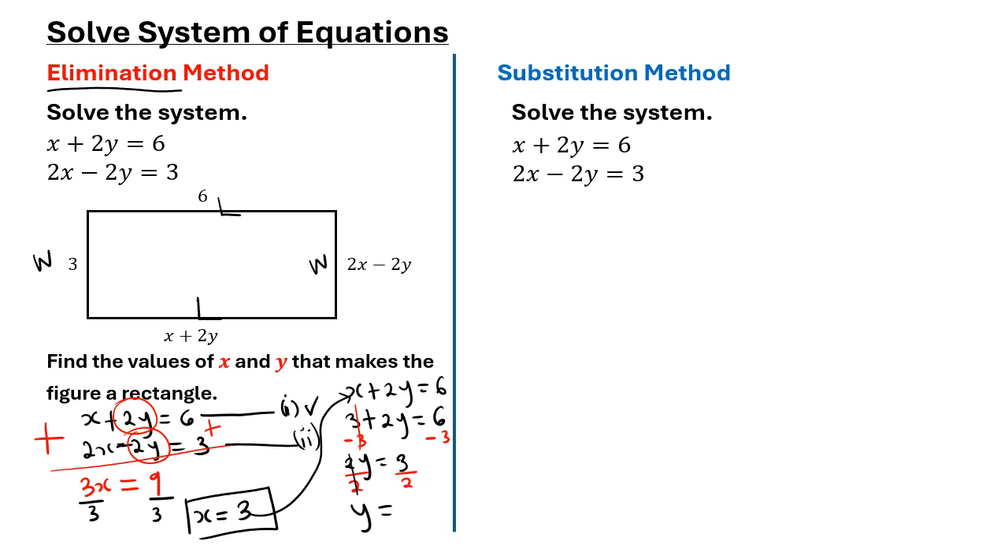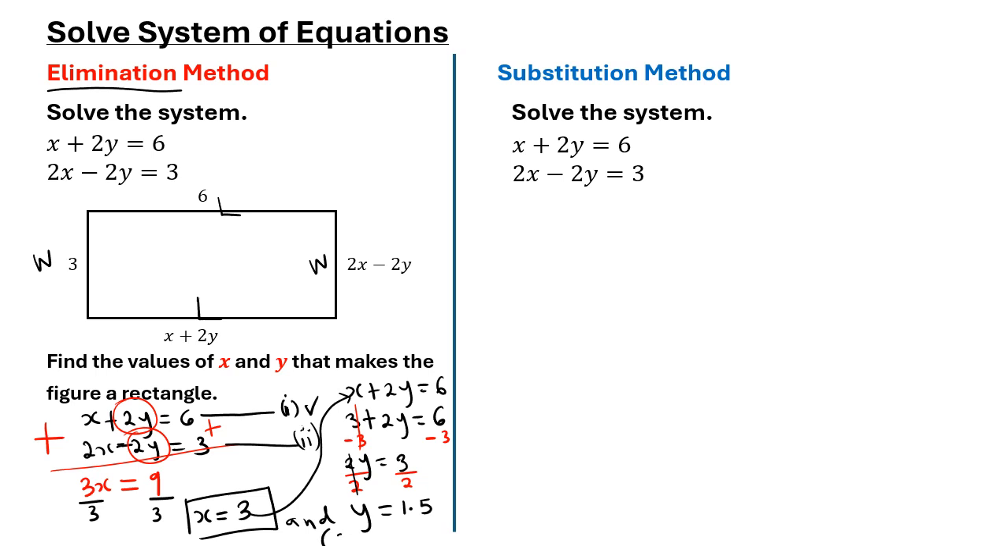So we can write 1.5, or we can just keep it as 3 over 2. So let's go ahead and just put 1.5. All right, so now we have x is 3 and y equals 1.5. So there are different ways to write your final answers. So you can write that in brackets.